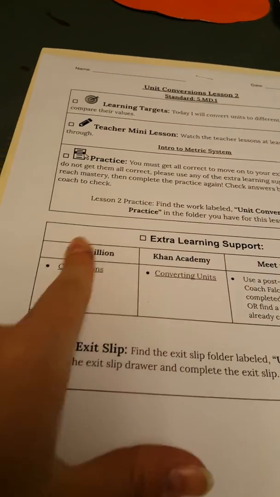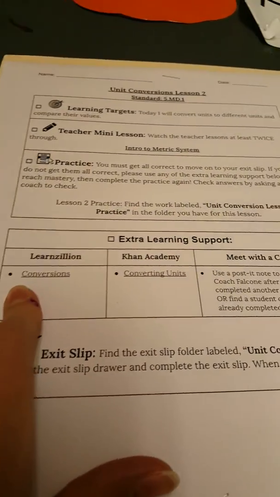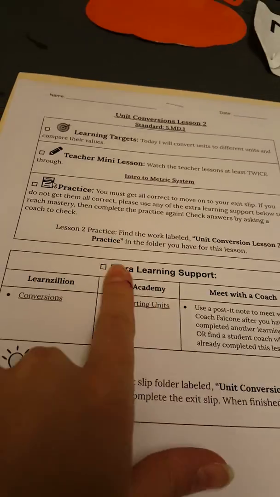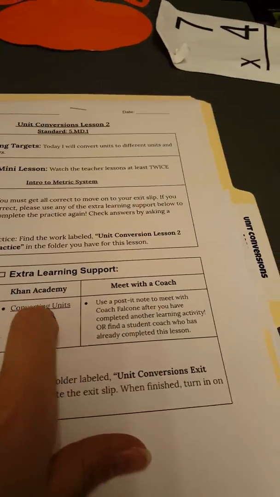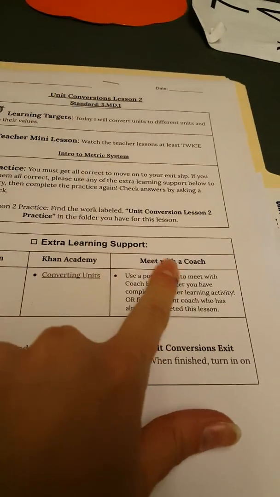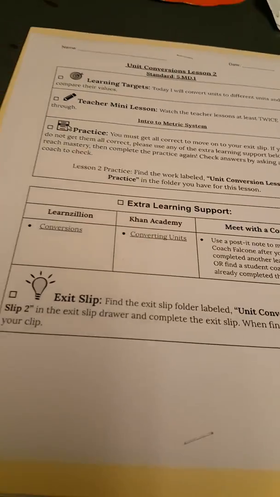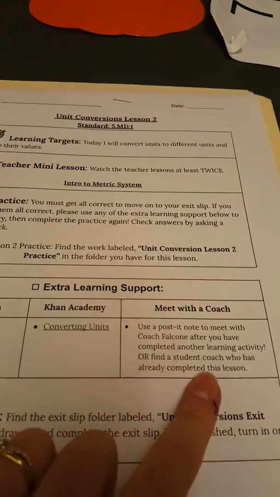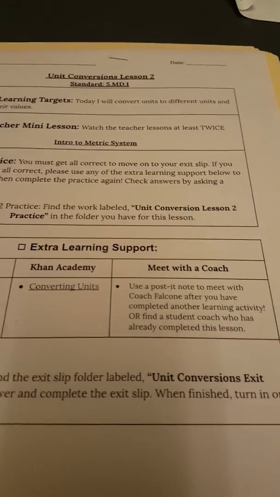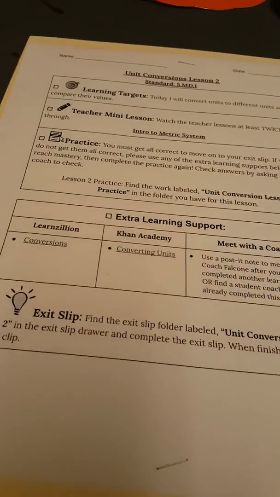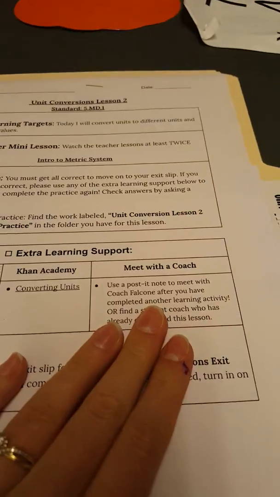They can go to the LearnZillion video that's linked on this checklist. They can go to the Khan Academy video. Sometimes I have multiple. Or they can meet with a coach. First you can go and check with peers, who we call coaches because we're trying to coach each other. And then if no one helps you understand it enough, you can come and get me.